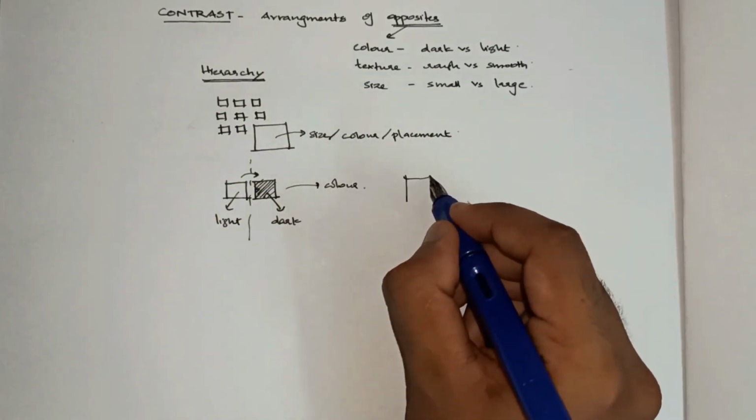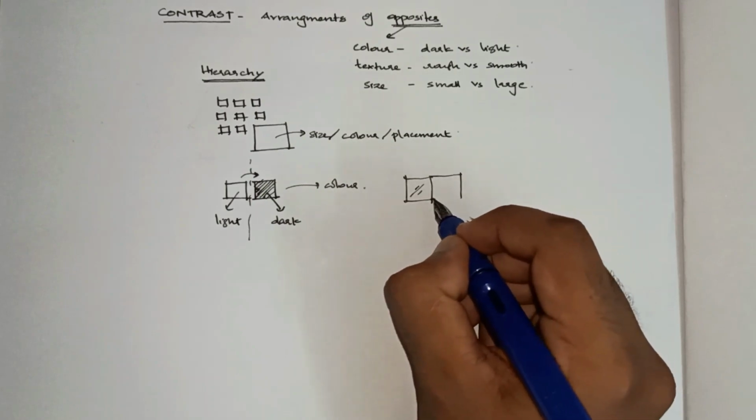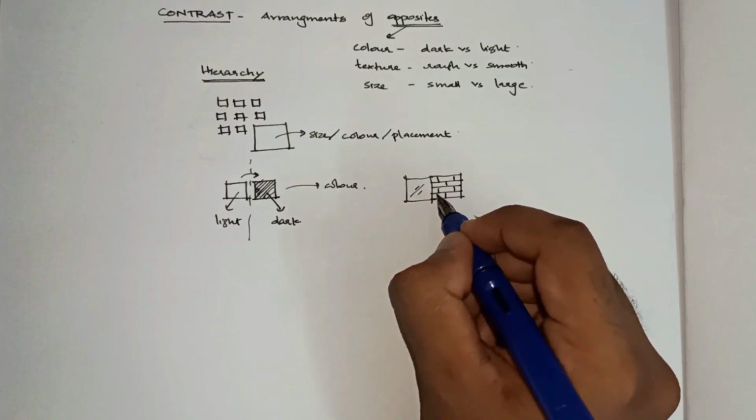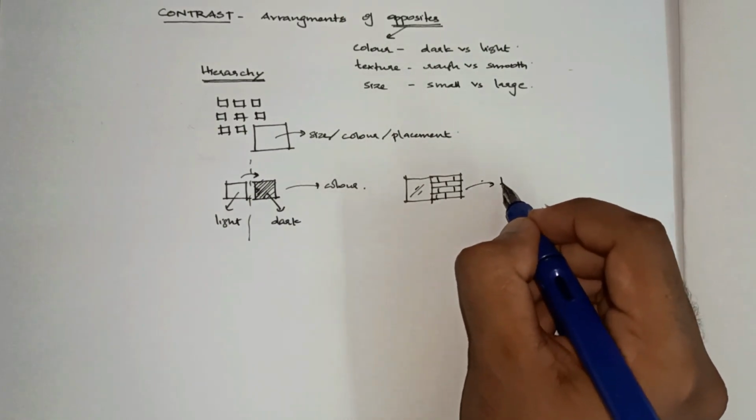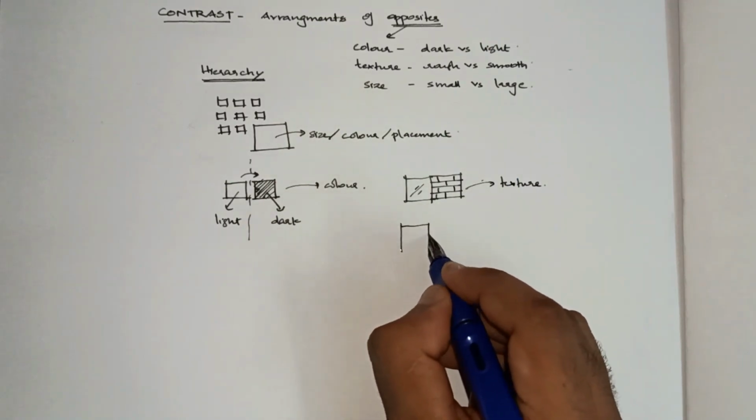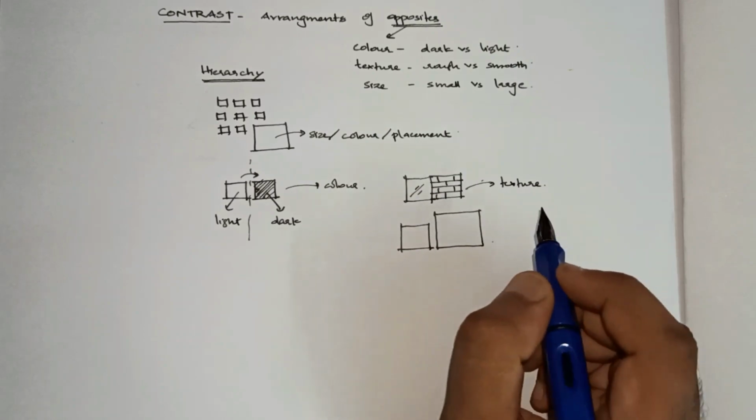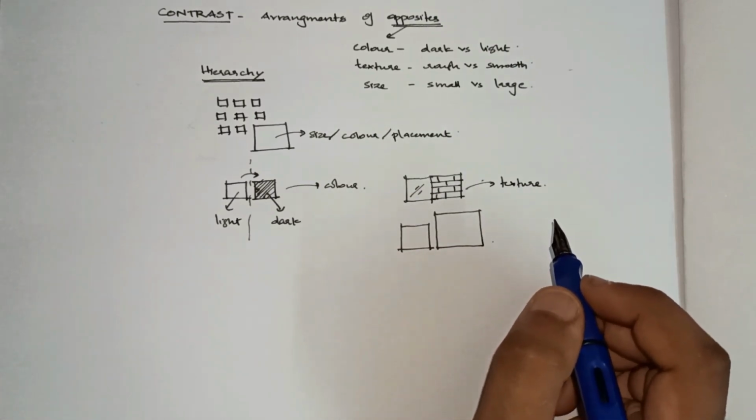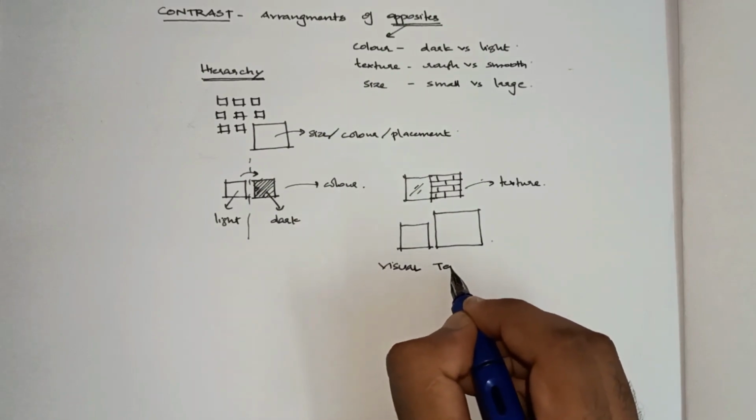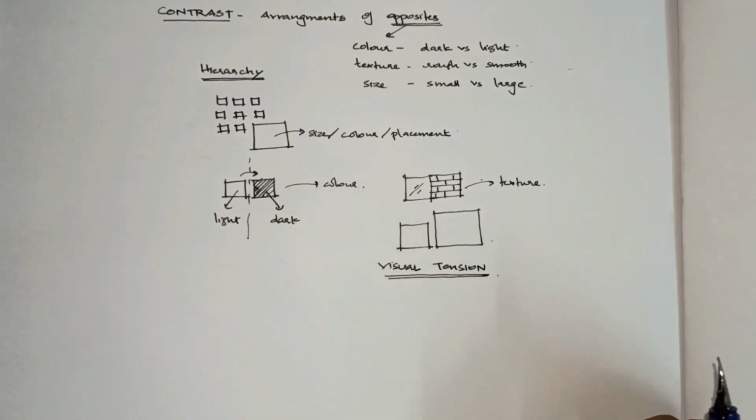It can be texture. Imagine here is a glass on one side. Here imagine it is a brick. So here this is in terms of texture. Or it can be even in terms of size, a small square and a large square. So contrast is always used to create some kind of visual tension in a composition, right?